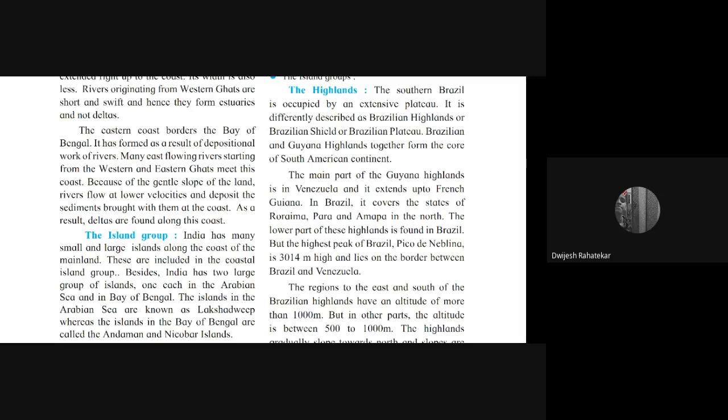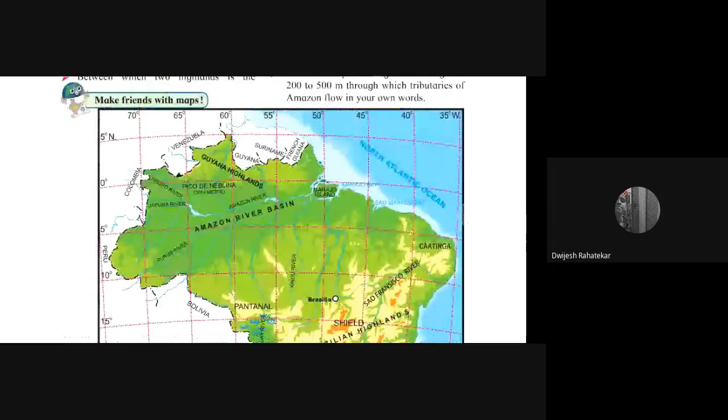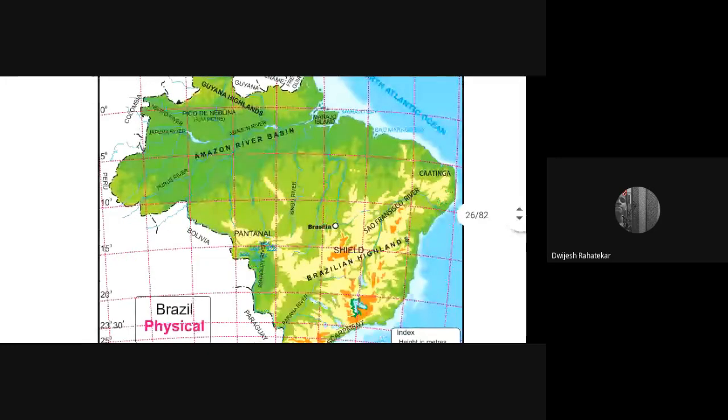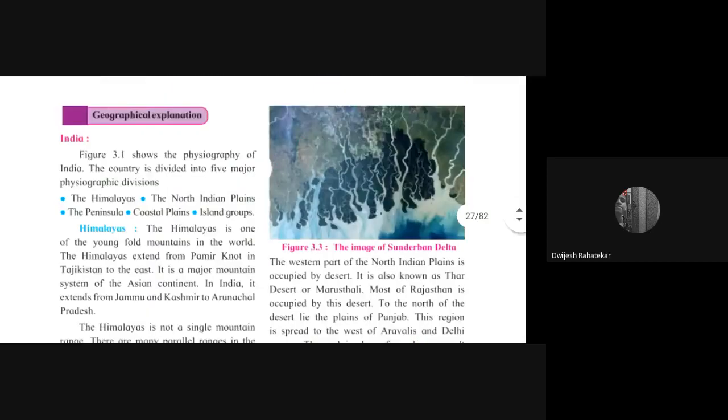And the Brazilian Highlands are present in the states of Roraima, Pará and Amapá in the north. So basically these are three states in Brazil, and that Brazilian Highland is present in these three states. And another Guyana Highland is present in Venezuela. It goes to Guyana, then Suriname, and then to French Guiana. See here, Guyana Highland, which is Venezuela here, Guyana is here, Suriname is here, and French Guiana. So it starts from Venezuela to Guyana. And here are the Brazilian Highlands. It is in the three states.